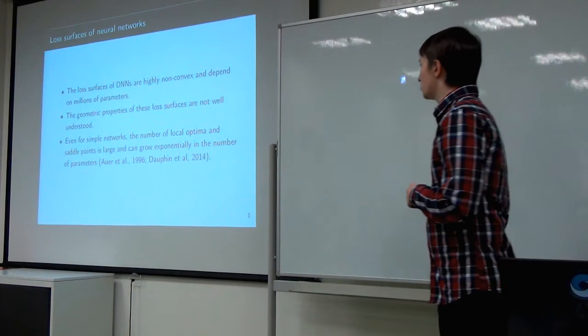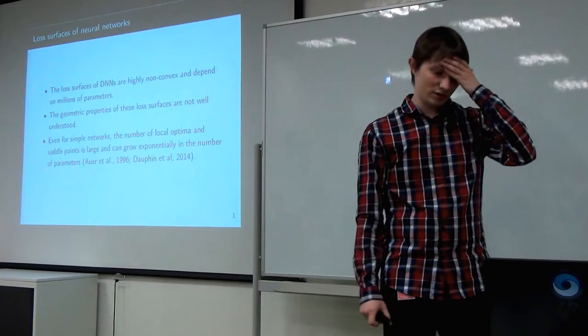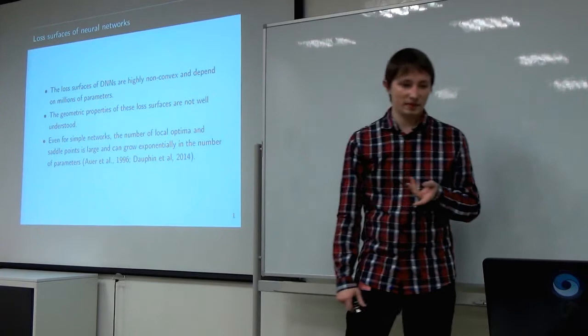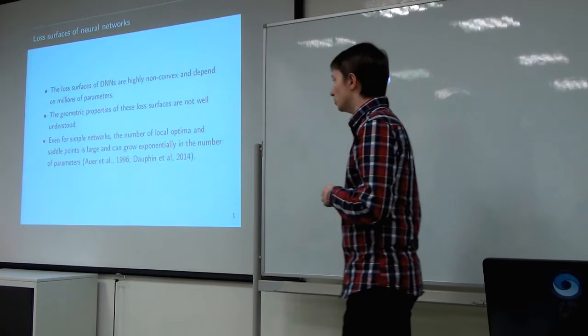We know that the loss functions of deep neural networks are highly non-convex, and in this work we were interested in the geometric properties of the loss surfaces near the optima points. We know that even in simple neural network architectures there might be a huge number of local optima, and this number could grow exponentially in the number of parameters.